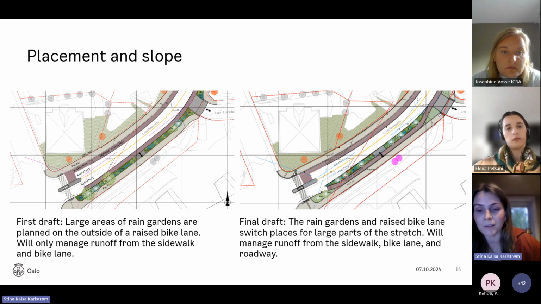This initial design on the left, for a rain garden between the sidewalk and an elevated bicycle lane, would only manage the runoff from the sidewalk and the bike lane. Making the change of bending the bike lane and putting the rain garden between the bike lane and the road makes it possible to handle runoff from all the road, the bike lane, and the sidewalk, and making it handle a lot more stormwater and pollution and not getting it directly into our pipes, which are undersized.